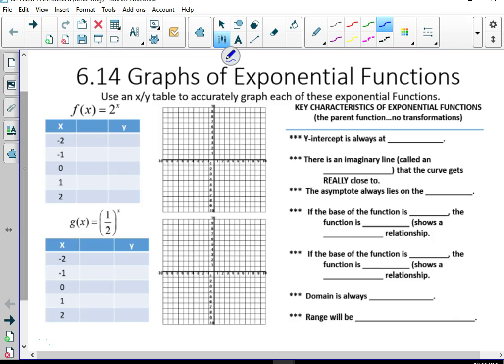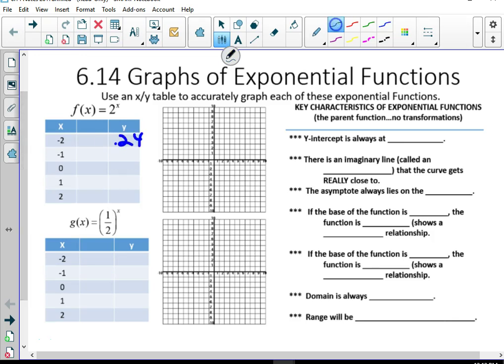Graphs of exponential functions. So we just did absolute values, now exponential functions. So, on your calculator, what is 2 to the negative 2? You gotta be careful with that. 2 caret negative 2. Do it. 0.25.